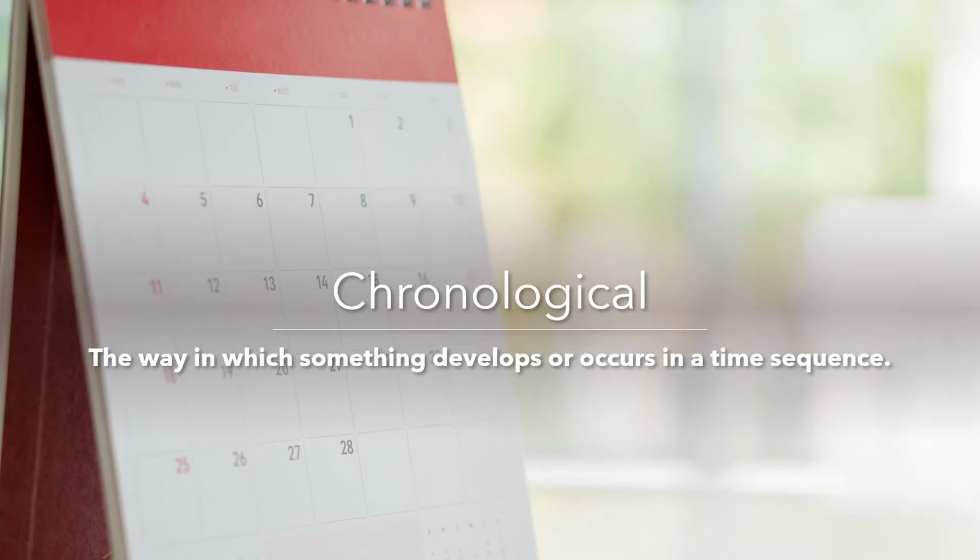The first organizational pattern we're going to discuss is chronological. Chronological is the way in which something develops or occurs in a time sequence. You would use this pattern if you were showing how to build something or a series of historical events from the start to the end.